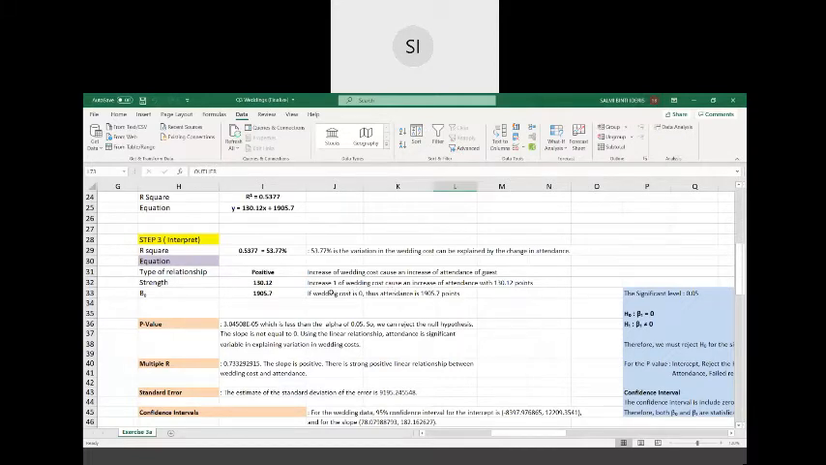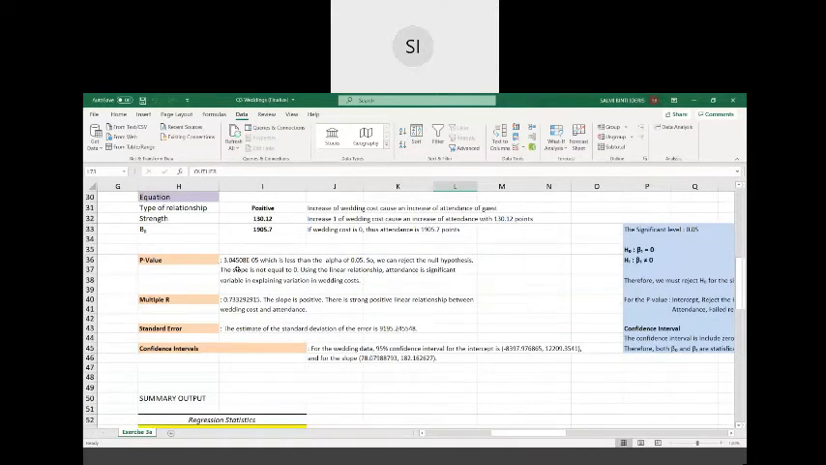So ini adalah intercept di mana if the wedding cost is 0, thus attendant is 1905.7 point. So untuk P value kita dapat 3.0450, which is less than alpha of 0.05. So we can reject the null hypothesis. The slope is not equal to 0 using the linear relationship. Attendant is significant variable in explaining variation in wedding cost.